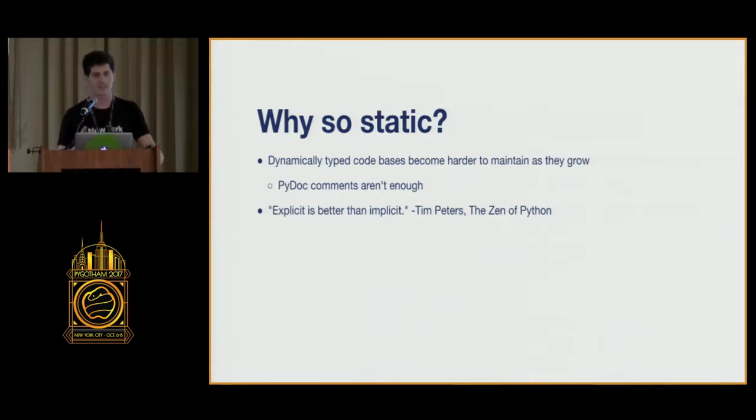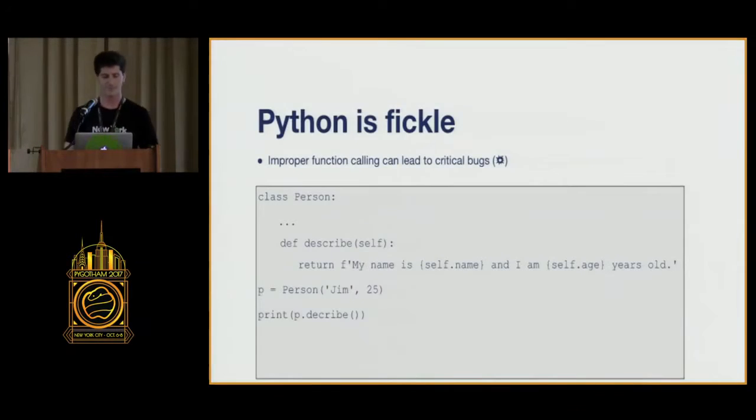And Tim Peters said it himself in the Zen of Python: explicit is better than implicit. And that's definitely true with static typing. Static typing is definitely more explicit than implicit.